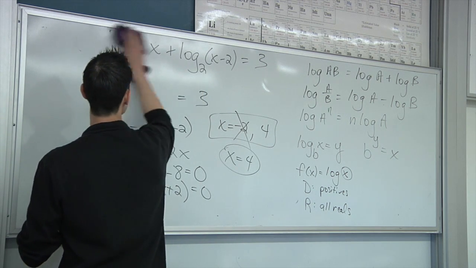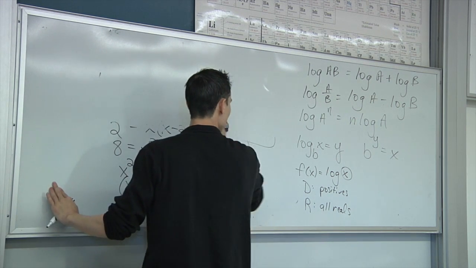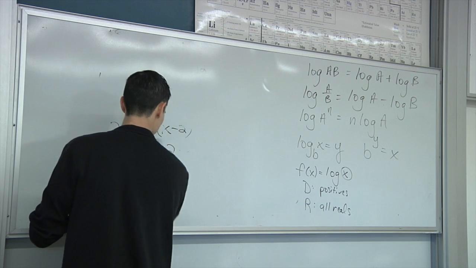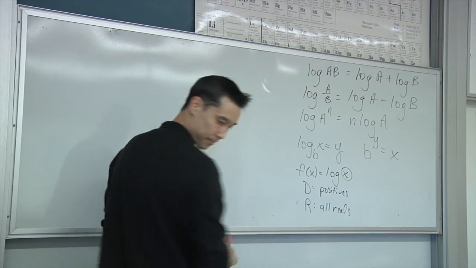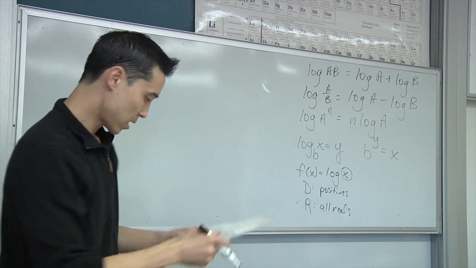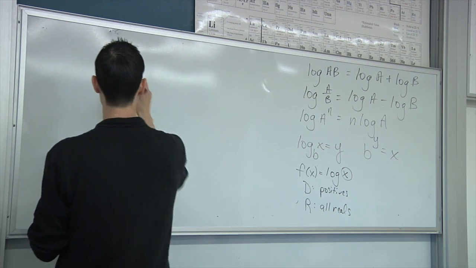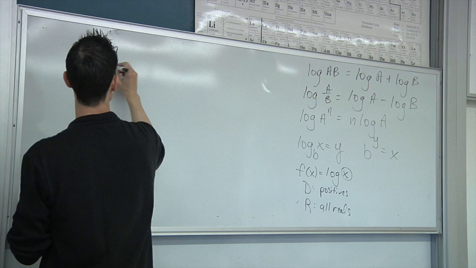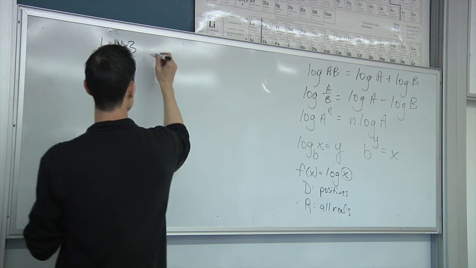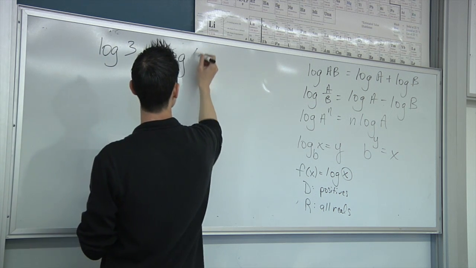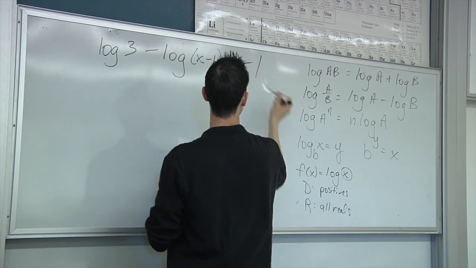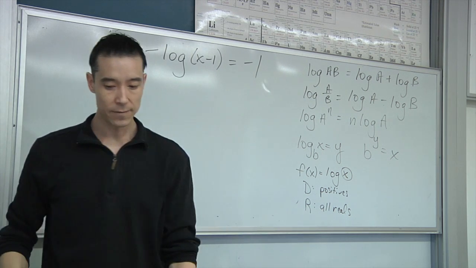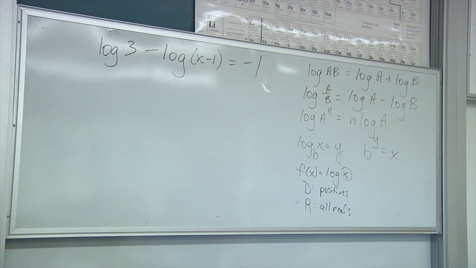Okay. Let me give you one. See how you guys do. I'll give you one very similar to this one. See how it goes. Log of 3 minus log of x minus 1 equals negative 1. All right, take a few minutes. Get that solved for me.